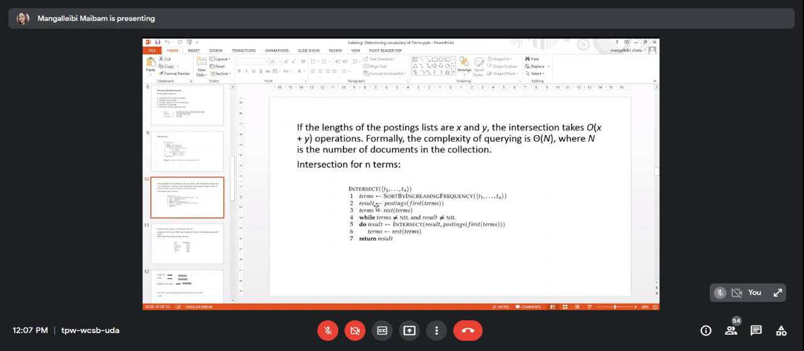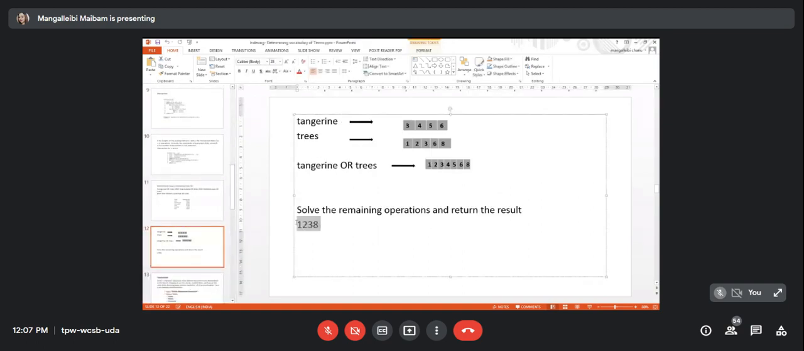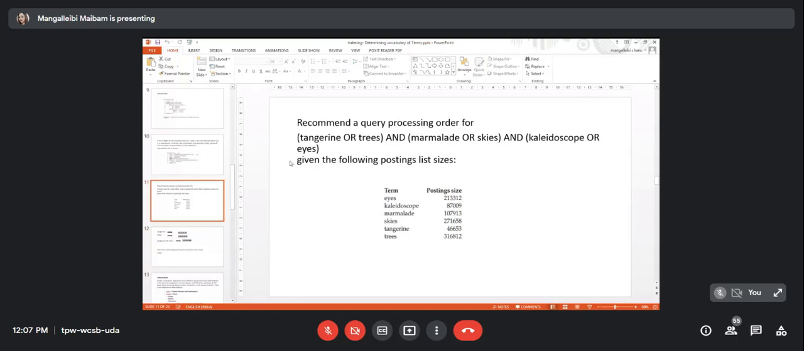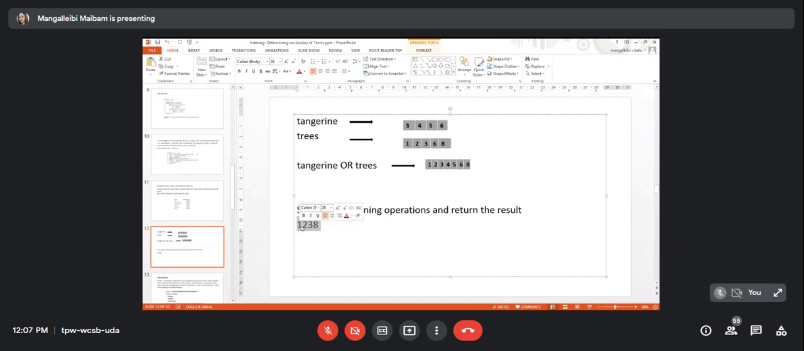For intersection of n terms also we have seen in the last class. The same process will be done, but here instead of having two posting lists, we will have a number of posting lists because we will have n terms. An example also we have seen here for query processing. So this is how you solve the query. For this particular query, the returned result is document 1, document 2, document 3, and document 8.